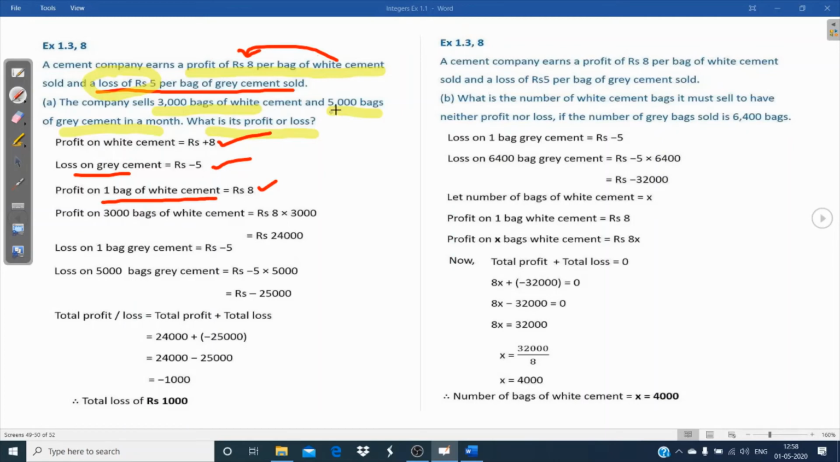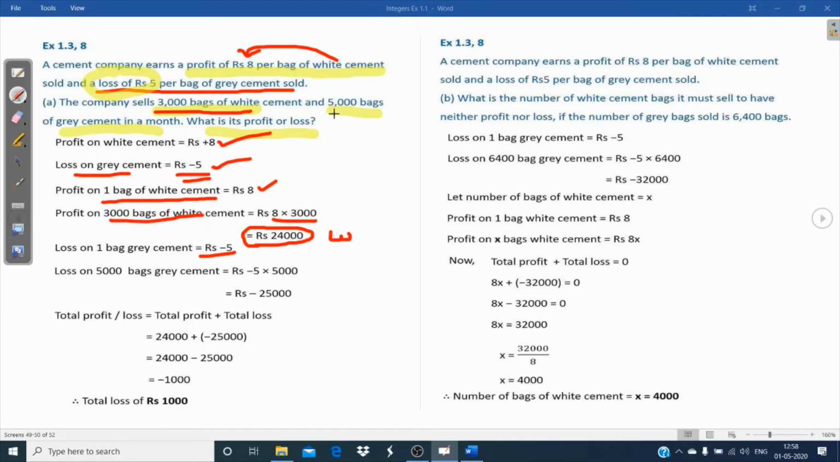Now what is the profit on one bag of white cement? Rupees 8. And how many white cement bags have they sold? They have sold 3000 white cement bags. So profit on 3000 bags of white cement will be rupees 8 multiplied by 3000. So what will you get here? 24,000 profit on white cement. Now the loss on one bag of grey cement is minus 5.